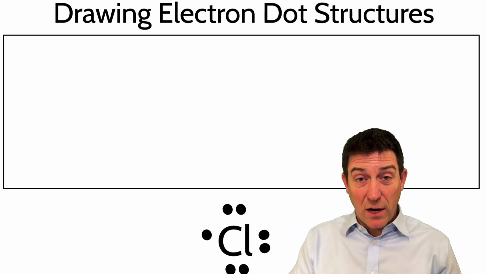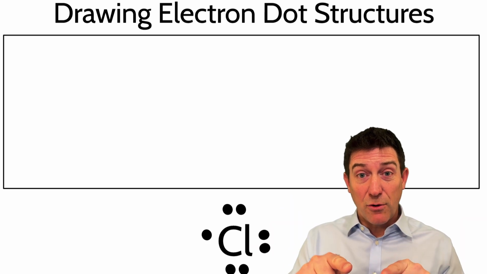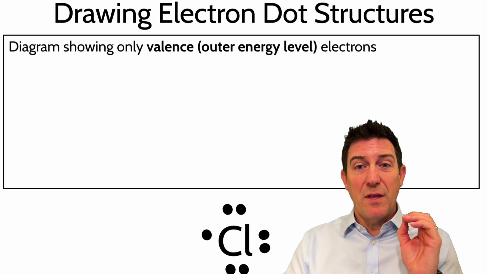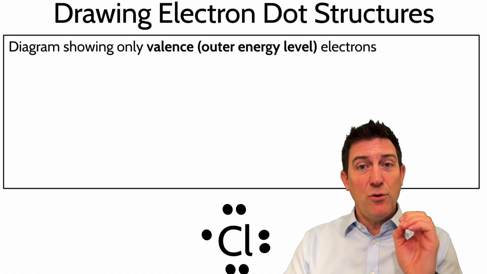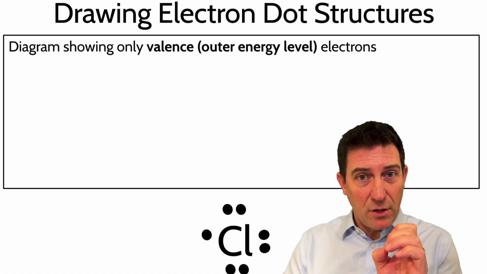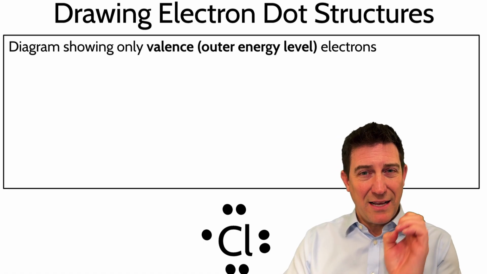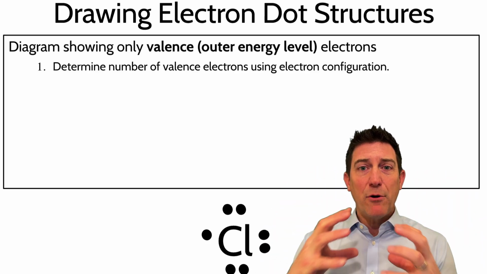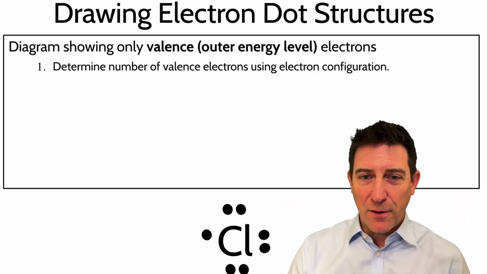Now, look, there's a box on the screen. If there's a box on the screen, you need to write this down. These are the step-by-step instructions for how you write these very simple electron dot structures. We're going to expand on this in some later lessons, and we're going to draw much more elaborate structures, but this is a good starting point.